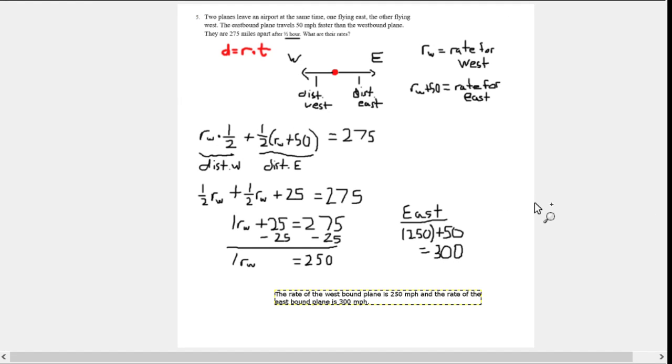Okay, if I zoom out, you can kind of see the whole thing here, and get a good look at what our work should look like.